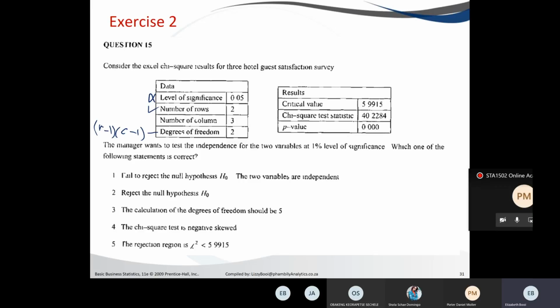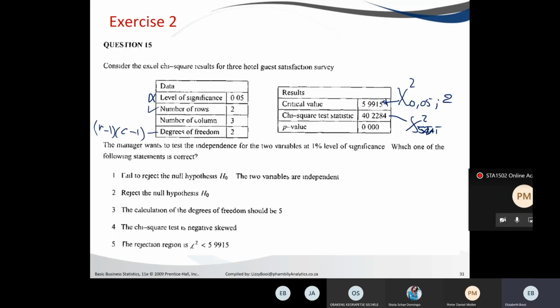And they calculated the critical value. So if this was our alpha value, 0.05, and the degrees of freedom of 2, they went to the table and got the critical value, which is 5.9915, and they calculated the test statistic, which is the chi-square stat, which they found there.